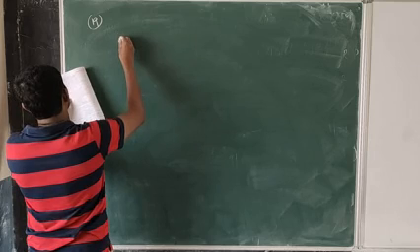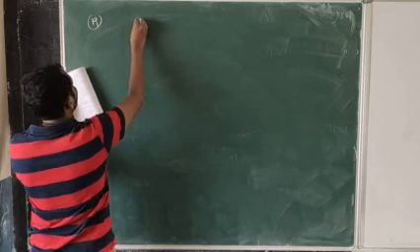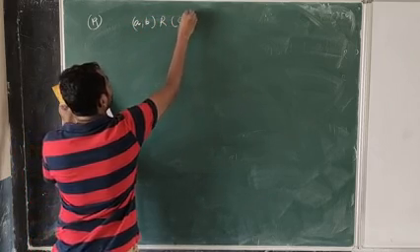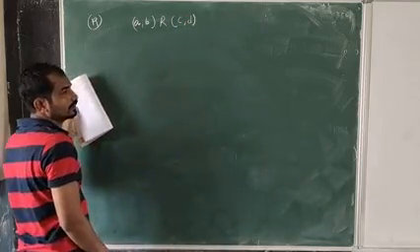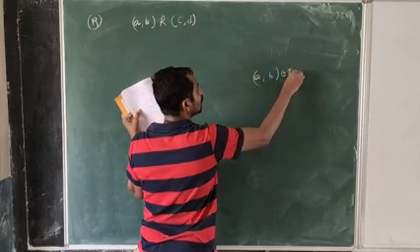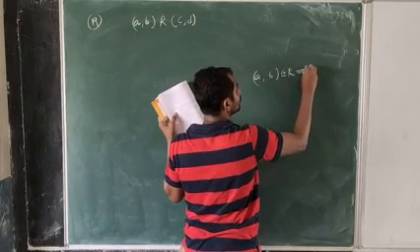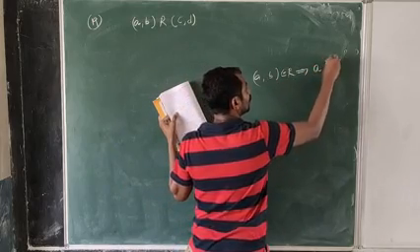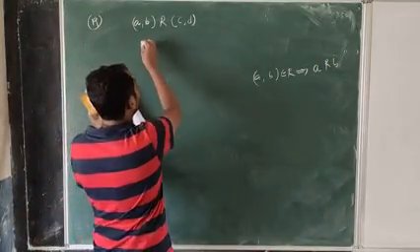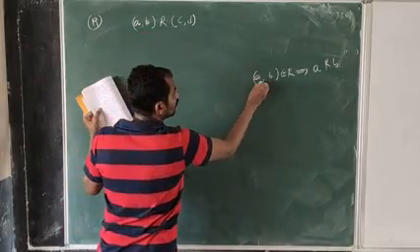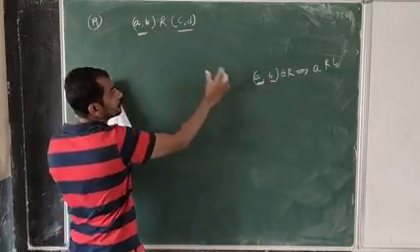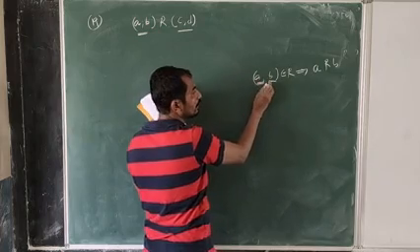Show that the relation R is defined. A comma B, R, C comma D. Now see, R is defined. Suppose A comma B belongs to R. A comma B belongs to R can also be written as A R B. Clear? Like A B is there, and like B C is there. You can see here that only one order they have taken here.